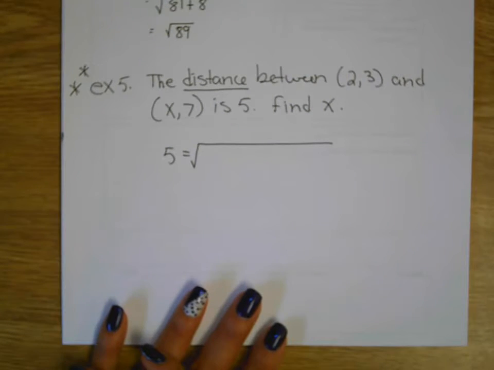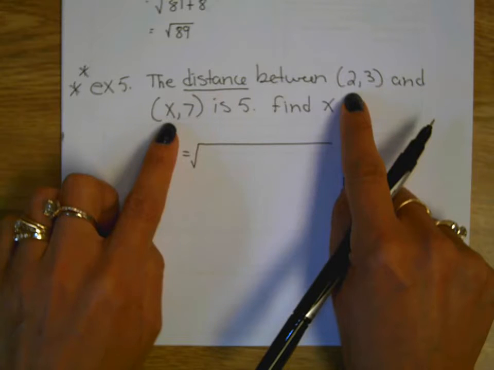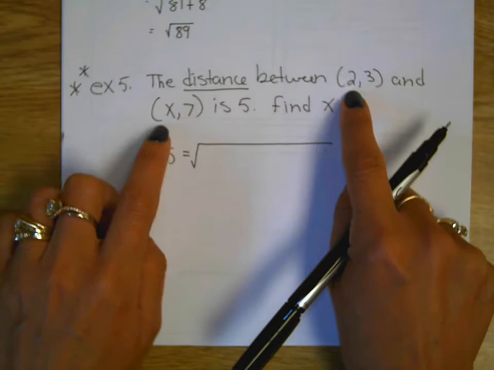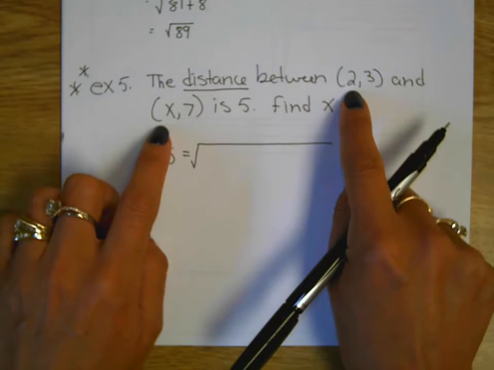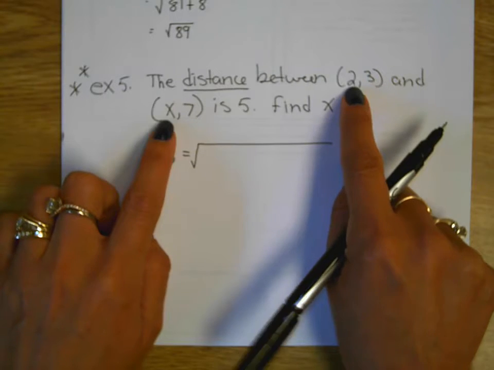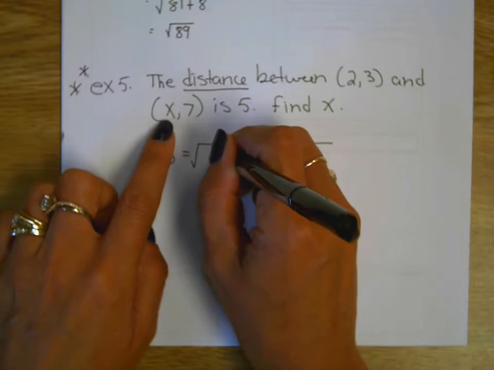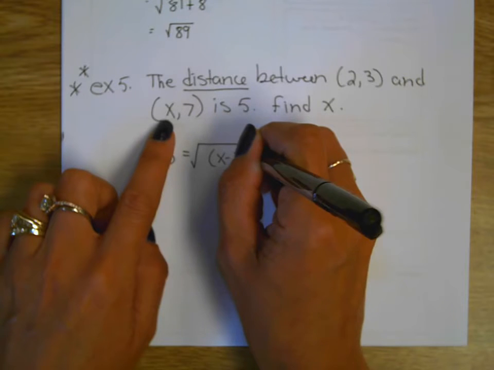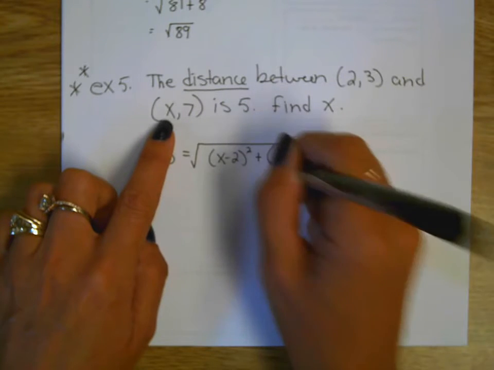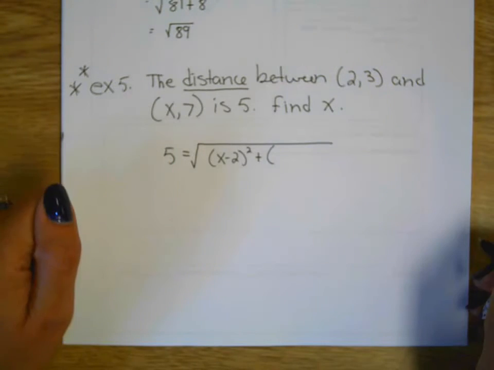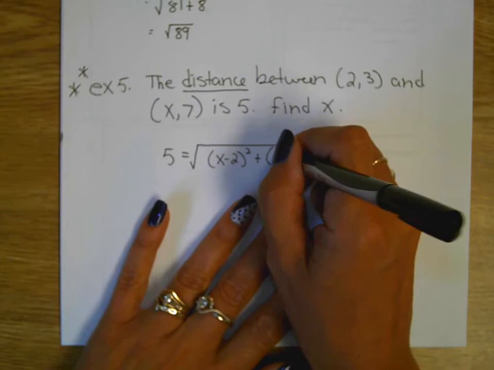What does it say to do? Subtract your x's. What are my x's? 2 and x. So I can go x minus 2 or I can go 2 minus x. I like x minus 2. I like to keep the x first also. So I'm going to go x minus 2 squared. And we add. Now we do the same thing with the y's. 7 minus 3.